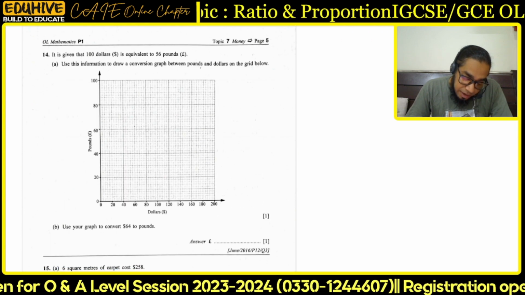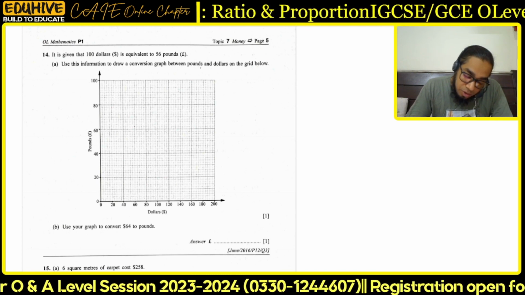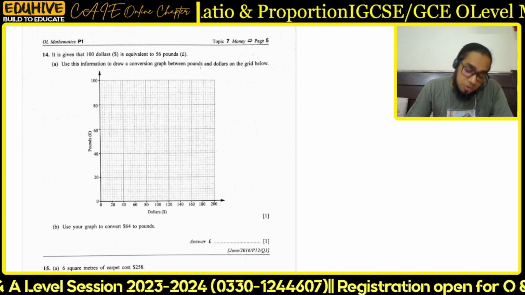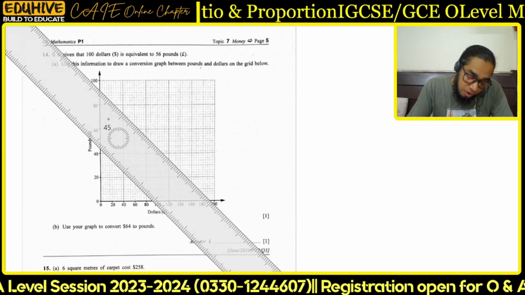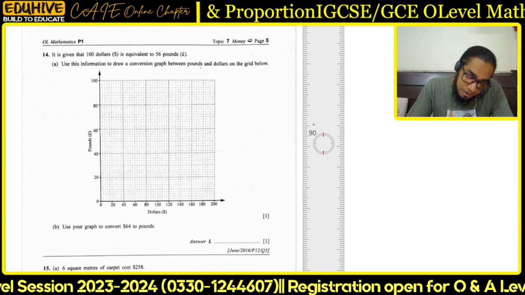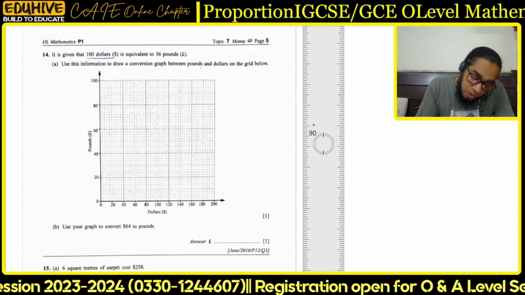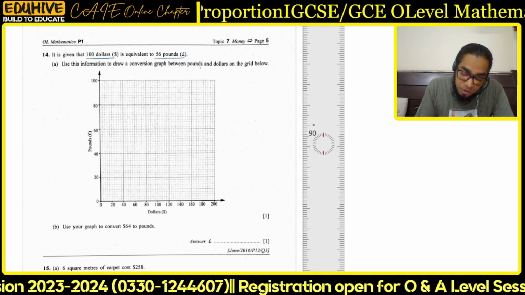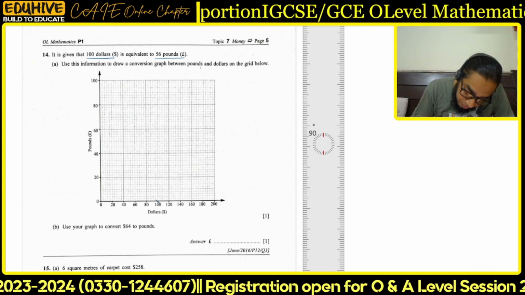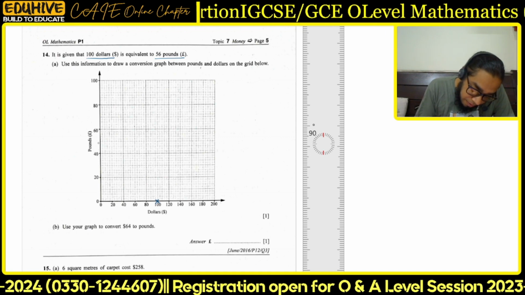It is given that $100 is equivalent to 56 pounds. Use this information to draw the conversion graph between the pounds and the dollars. That is quite technical, so I am just going to help you out over here. So, better listen to me very carefully because you do not listen to me. The question is $100 equals 56 pounds. That was the term they have defined. So, the $100 is over here and 56 pounds would be over here.